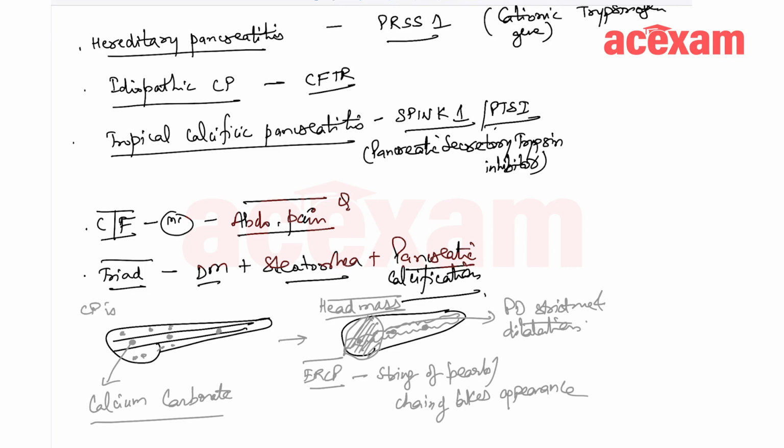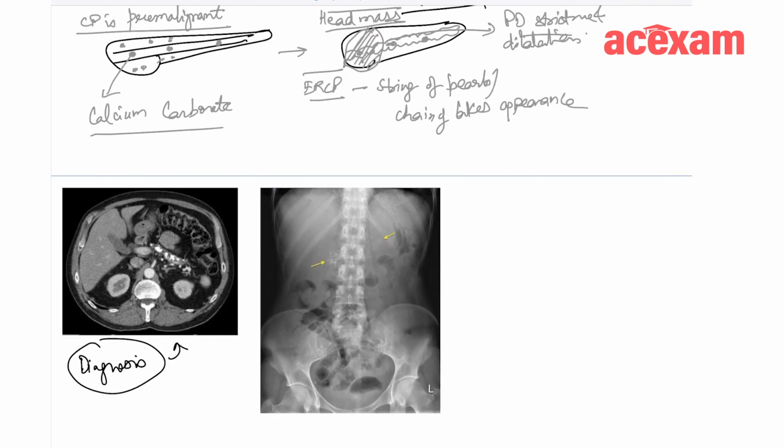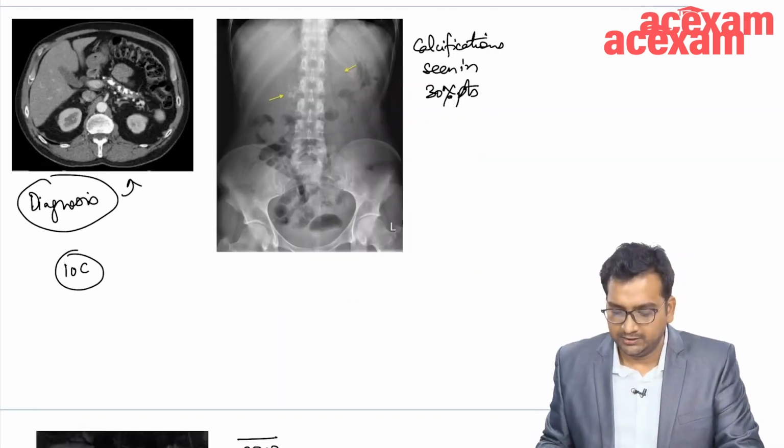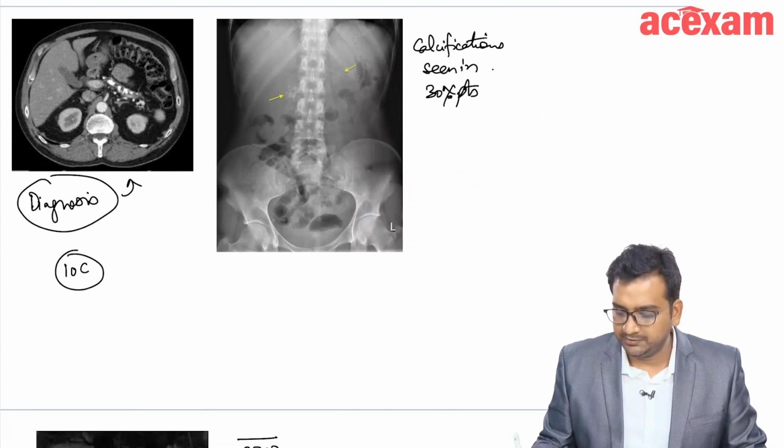Few patients also develop head mass in chronic pancreatitis. Development of head mass in few patients, and this chronic pancreatitis is pre-malignant, and patient can develop carcinoma pancreas. Okay. Now, on CT and X-ray, we can see calcifications. Calcifications are seen in up to 30% of the patients. Okay.